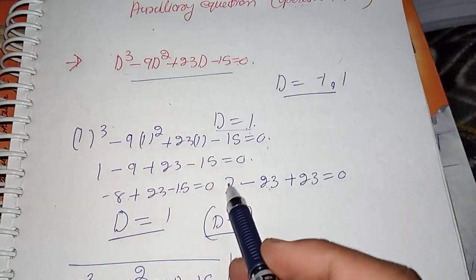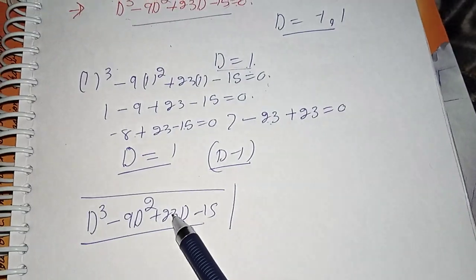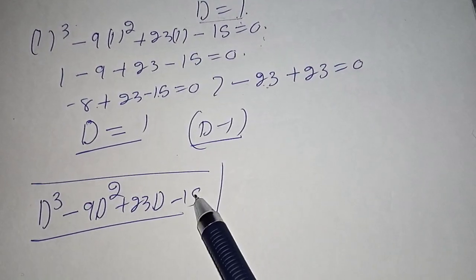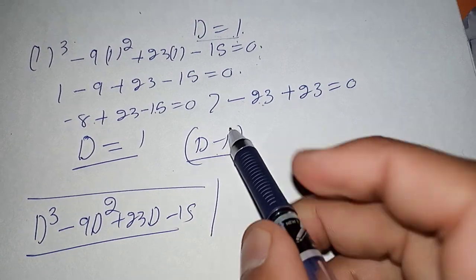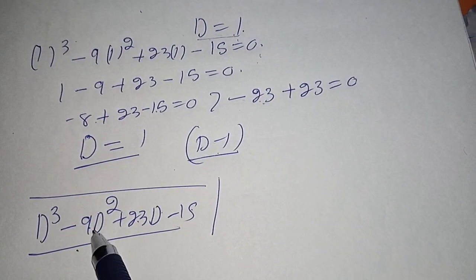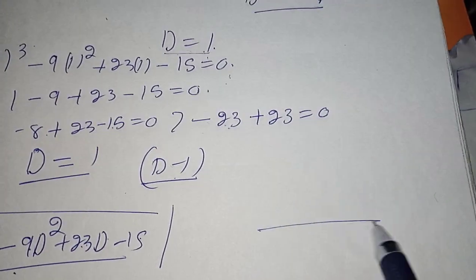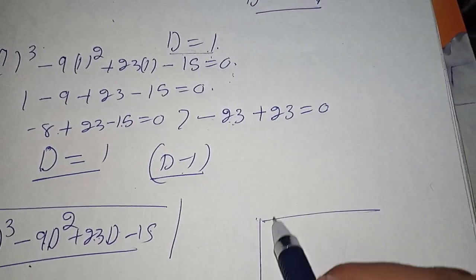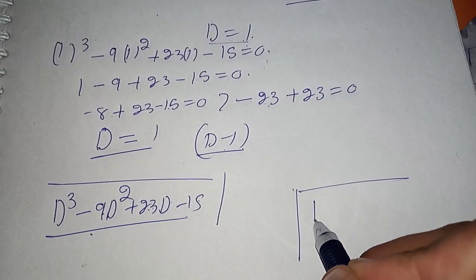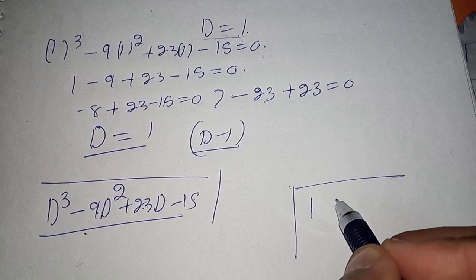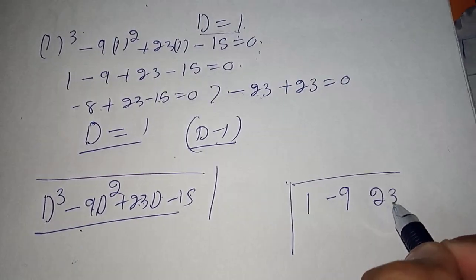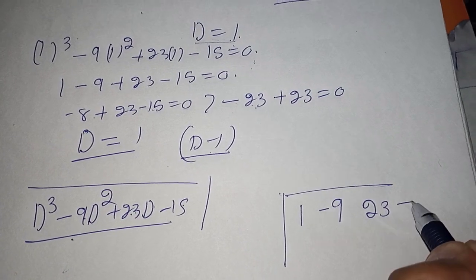So I write this equation here: d cube minus 9d square plus 23d minus 15. By the value of d is equal to 1, we can find the remaining factors or roots of this equation. The trick is, first take the coefficient of d cube, that is 1, then take the coefficient of d square, that is minus 9, then take the coefficient of d, that is 23, and then take the constant, that is minus 15.